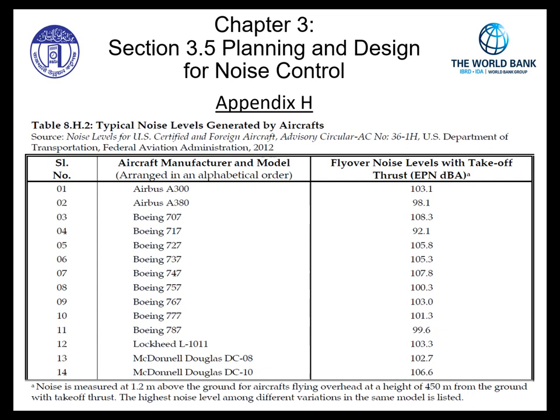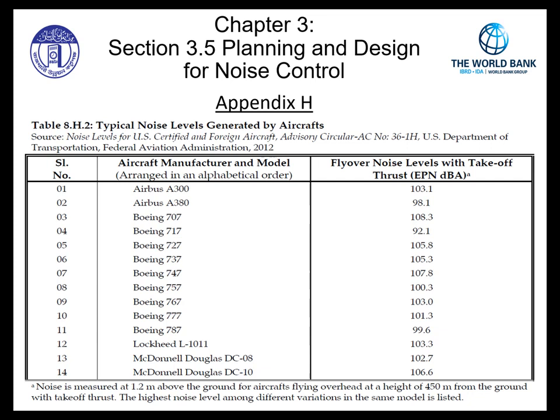The aircraft manufacturer and model number is given in the middle column, and the flyover noise levels with takeoff thrust, EPN dBA numbers are indicated in the last column. As the example, the thrust that's given to us in the very last table is noise that is measured at 1.2 meters above the ground for aircrafts flying overhead at a height of 450 meters from the ground with takeoff thrust. The highest noise level among different variations in the same model is listed.